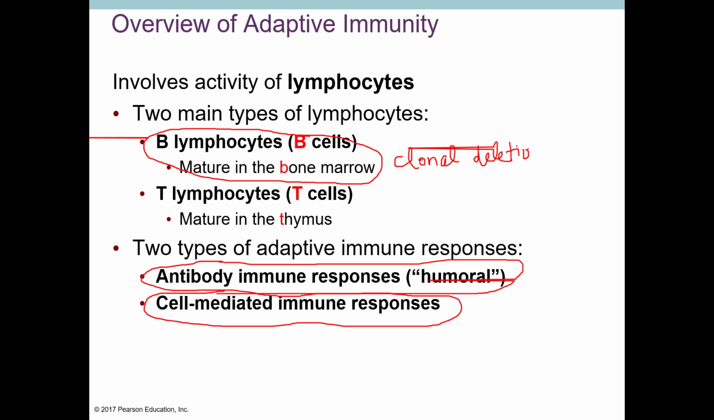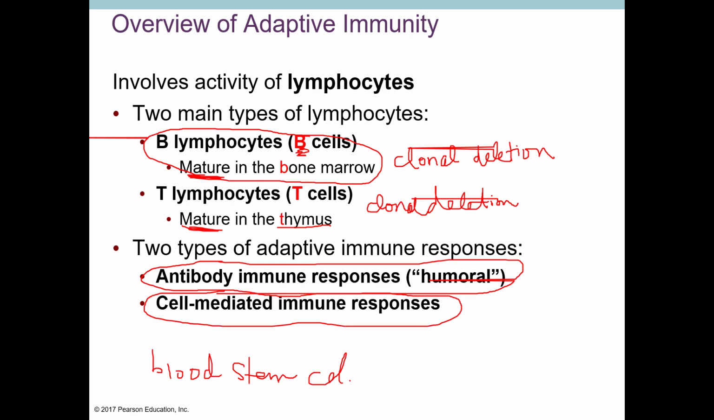T cells, T lymphocytes, form in the bone marrow from stem cells, but then they move to the thymus, and that's where they mature, and that's where they undergo their clonal deletion. So the name of the lymphocyte, the B stands for bone marrow, the T stands for thymus. That's where they mature. They're both formed in the bone marrow from blood stem cells. The B cells stay in the bone marrow, the T cells move out to the thymus for their maturing and their clonal deletion processes. Blood stem cells is what I was trying to write.